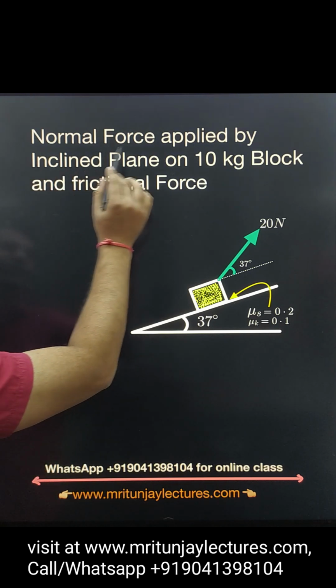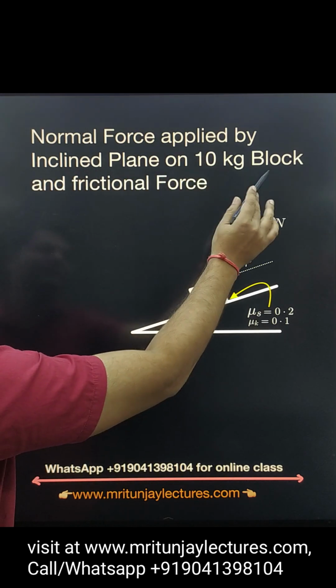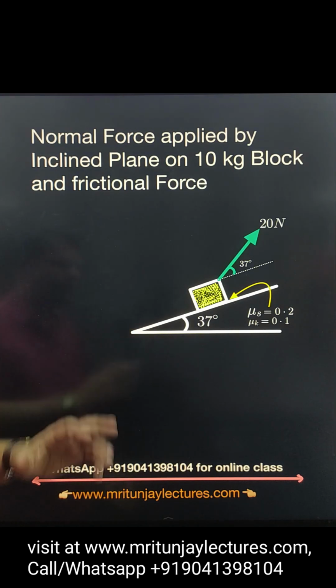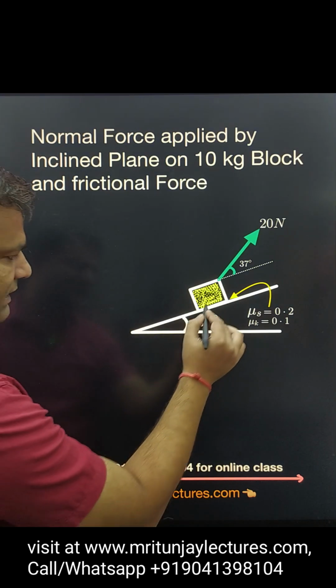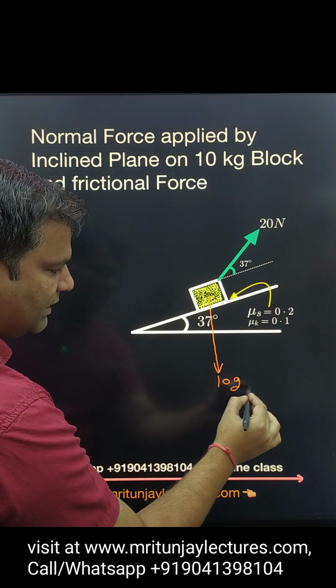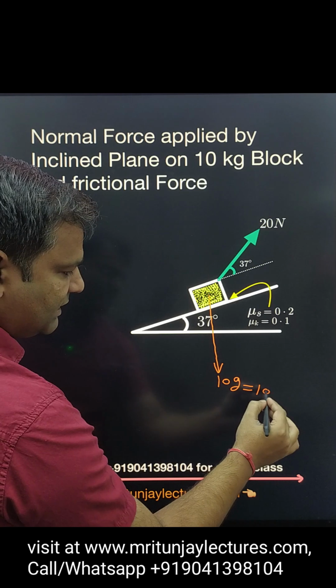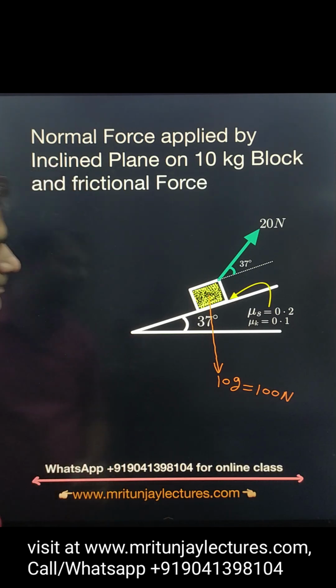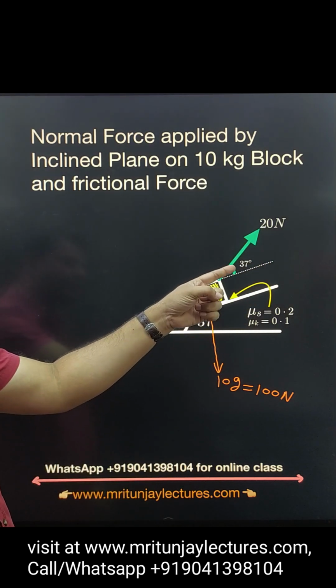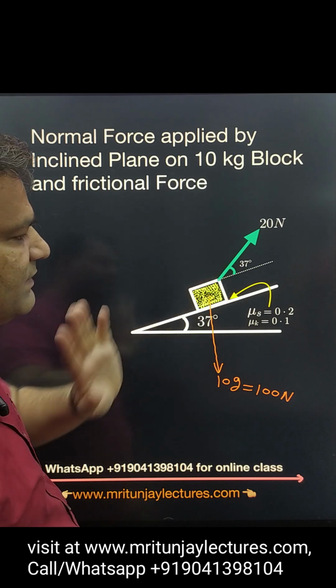Now, question of the day: the normal force applied by the inclined plane on the 10 kg block, and the frictional force. So how can we determine this? Simply, first of all, make a free body diagram of the 10 kg block. That is 10 into g downward. If g is equal to 10, that one is 100 Newton. I hope that's clear. Now after that, look here, a 20 Newton force along the inclined plane, 37 degrees.